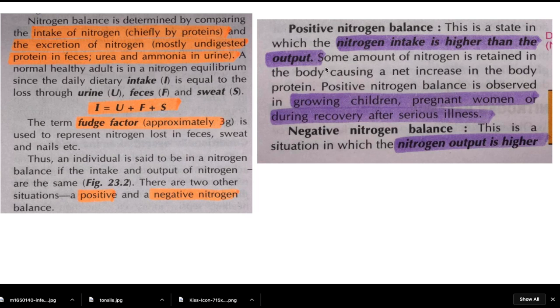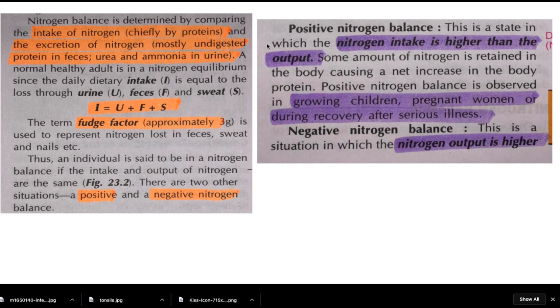Positive nitrogen balance is a state in which the nitrogen intake is more than the exit. When the exit of nitrogen is more when compared with the intake, because the body is not able to use it, that is negative nitrogen balance. It is negative because the body is not able to use the nitrogen and is excreting all the nitrogen out. So that is the difference: positive nitrogen balance means the body is using more nitrogen; negative nitrogen balance means the body is not able to use the nitrogen.